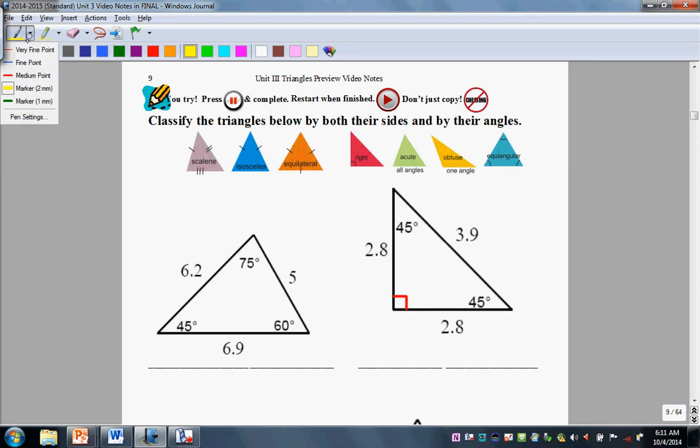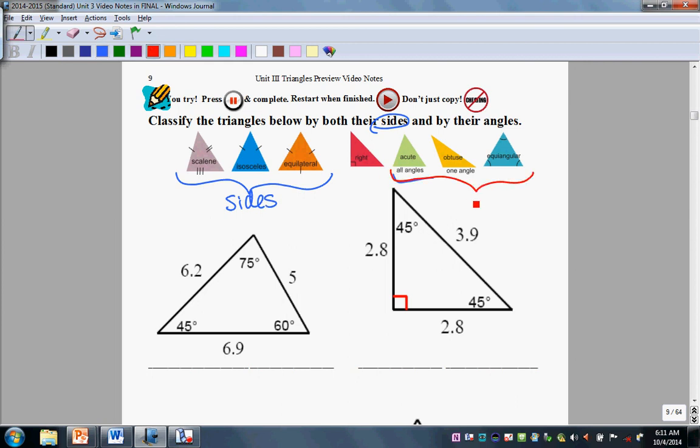Welcome back. We want to classify triangles by both their sides, which we need these words right here. That's classifying by their sides. And we want to classify by their angles, which is right here. So taking a look at number 1, all of them are different, so that makes it scalene. And the angles are all less than 90, so this is a scalene acute triangle.